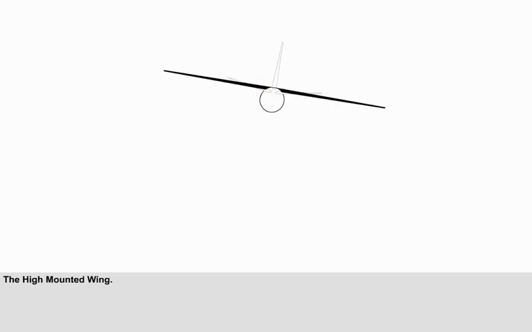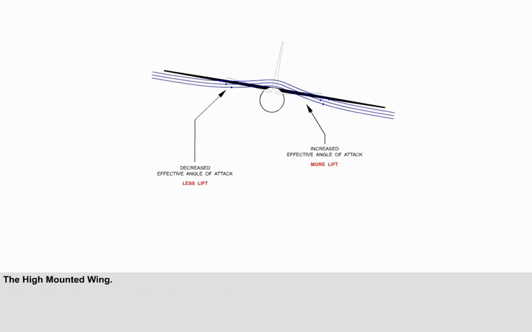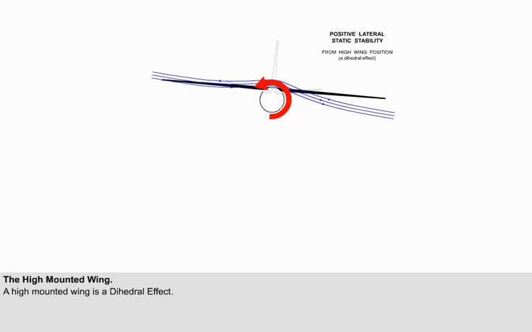We will now take a look at the high-mounted wing. The airflow over the top of the fuselage wing junction gives more lift on the wing into wind and less lift on the wing out of wind, which generates a rolling moment back towards wings level. An aircraft with a high-mounted wing has positive lateral static stability merely because of the wing position on the fuselage. Because a high-mounted wing gives the same positive contribution to lateral stability as does dihedral, a high-mounted wing is known as a dihedral effect.